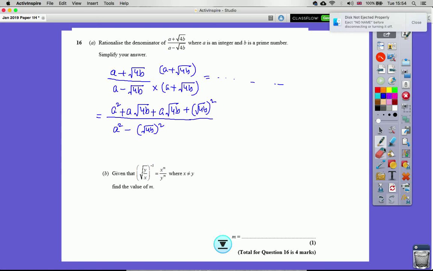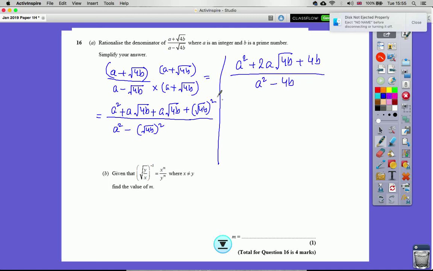What I've done here is I've actually expanded the brackets using the FOIL method. Now the next step here, if I simplify that, I will get a square plus 2a square root of 4b plus 4b over a square minus 4b.